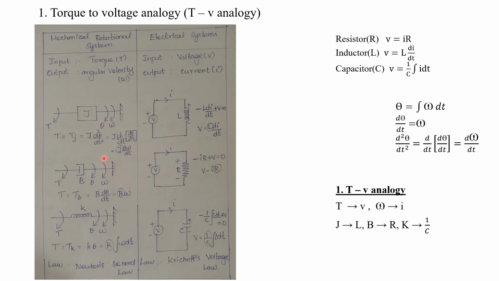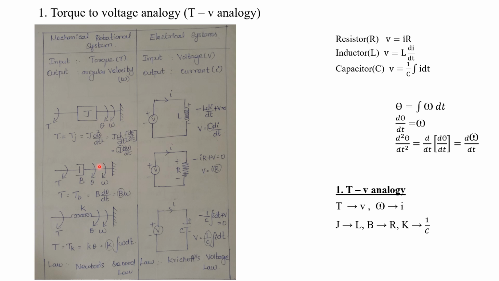Similarly, we have to consider the next component of the mechanical rotational system, that is B. What is B? B is nothing but the frictional component. In this B, we are considering an ideal dashpot, which has only the frictional effect, and there is no moment of inertia of mass and also no elasticity effect.